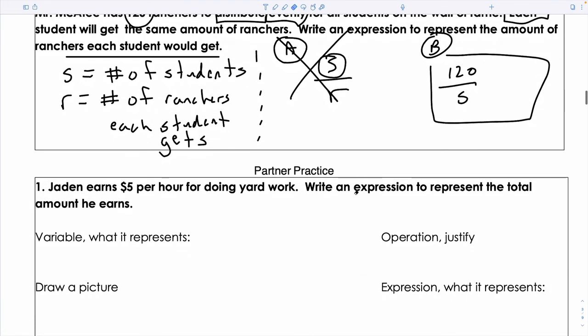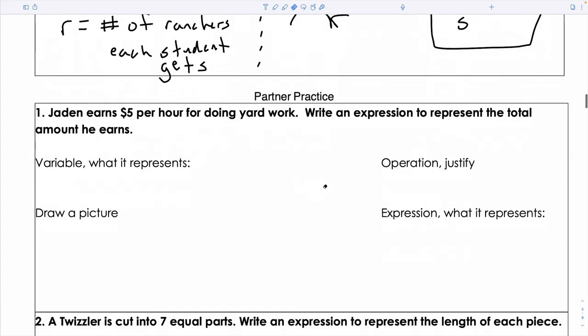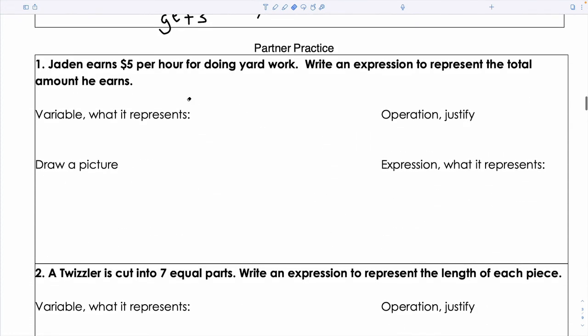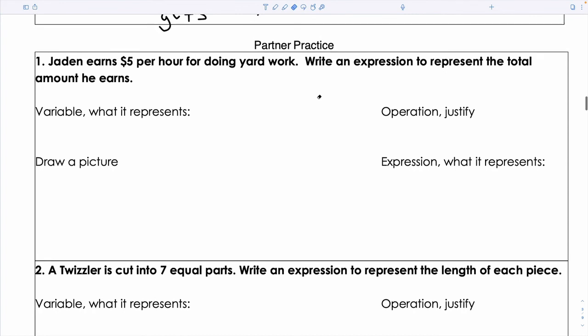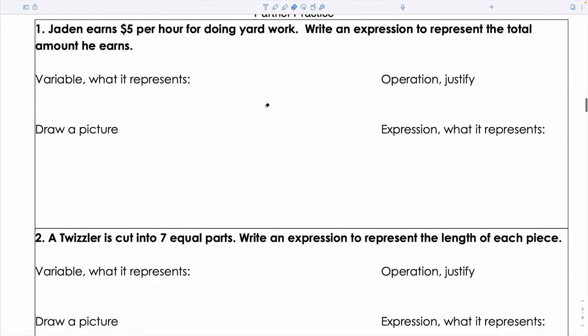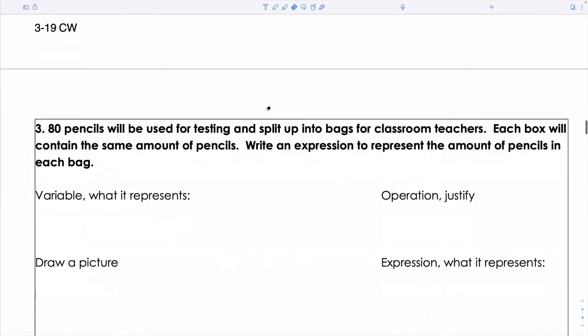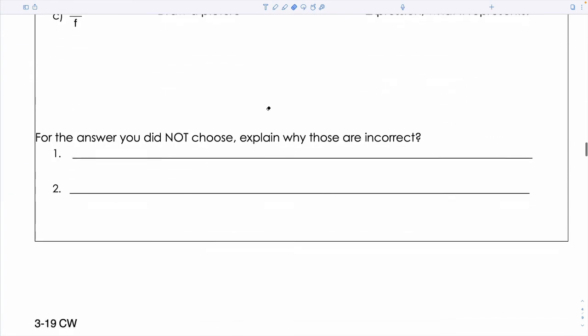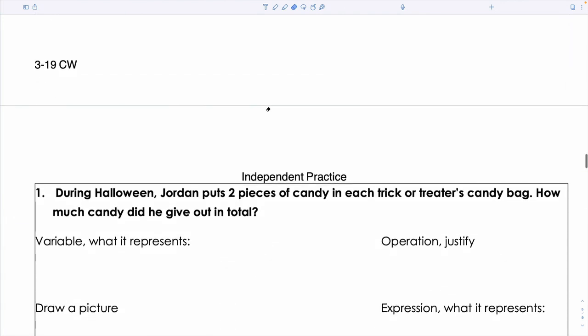That is all for that problem. Next problem is number 1 of partner practice. I'm going to set 5 minutes because I want time for independence. Work through number 1, 2, 3, 4, and 5. If you finish those 5 problems, start independent.